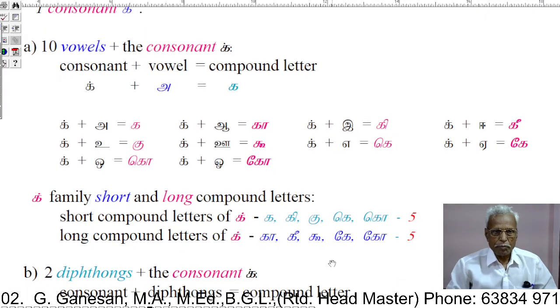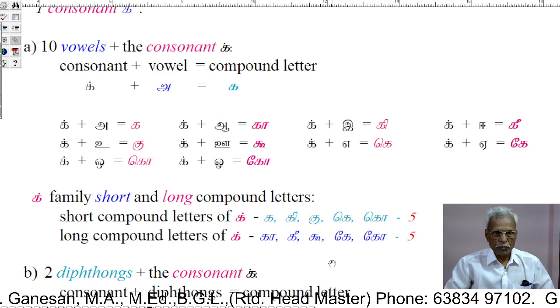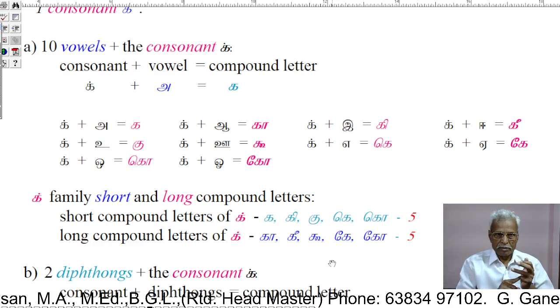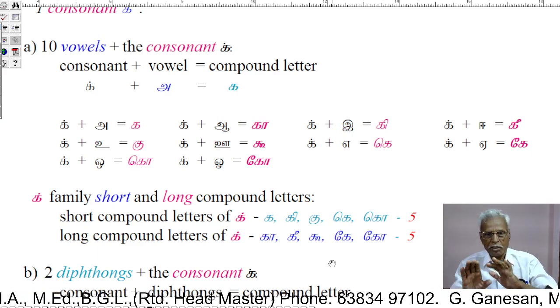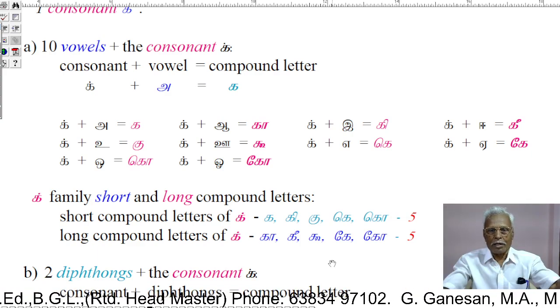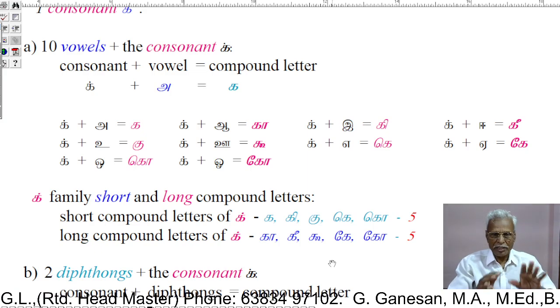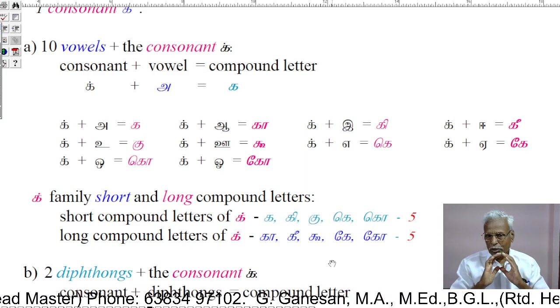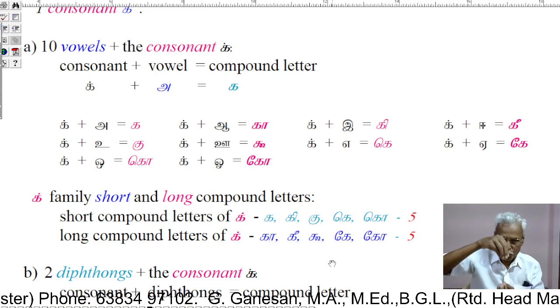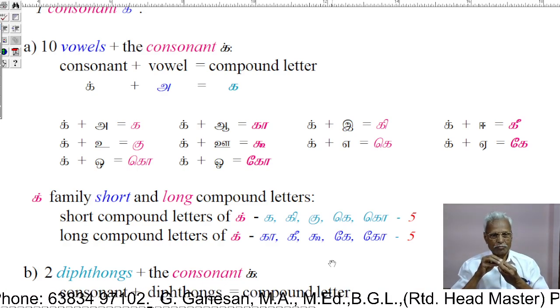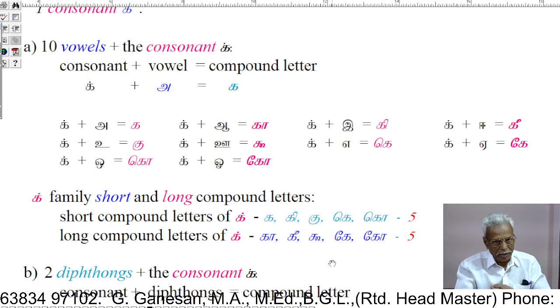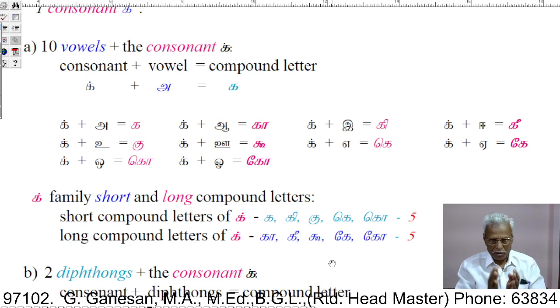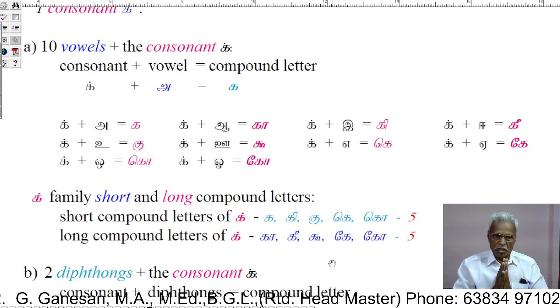Ten vowels plus the consonant ik. Consonant ik, vowel a, compound letter ka. Ik plus a is ka. Similarly, see the remaining 11 and 12. That's how the 12 compound letters of the consonant ik are formed, combining with the 10 vowels and 2 diphthongs.